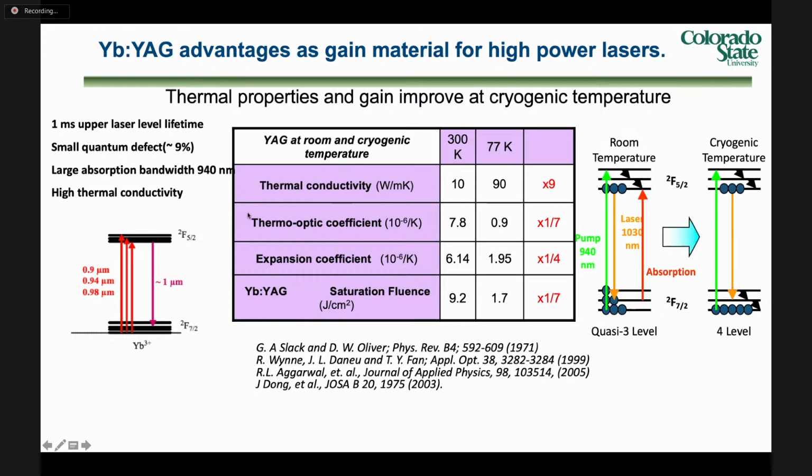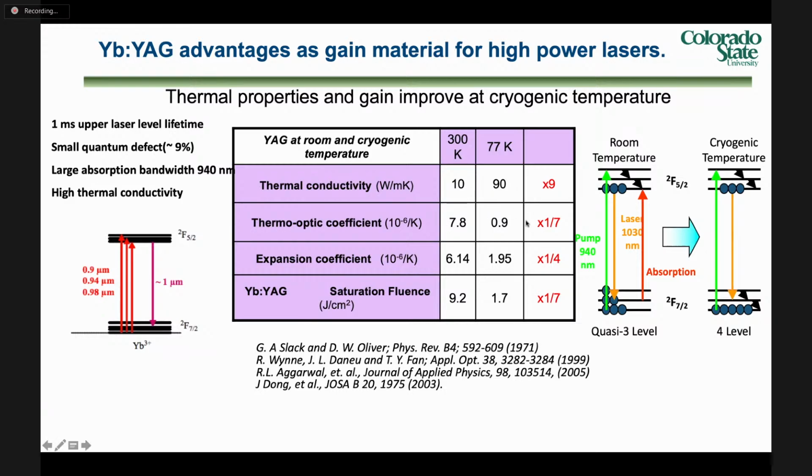which makes it possible to extract the heat and operate at high repetition rate. And we operate these amplifiers at cryogenic temperature because there are additional advantages. The thermal conductivity of YAG increases several fold. In fact, for undoped YAG, up to 9 times. So you can extract heat more easily.